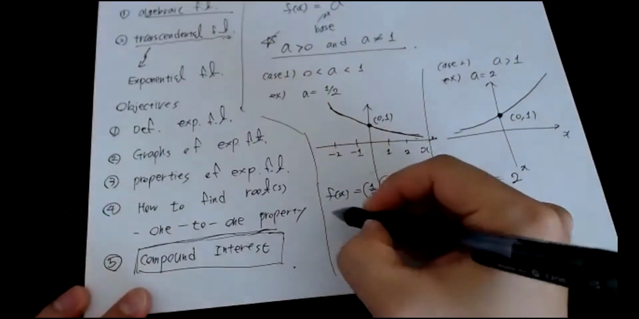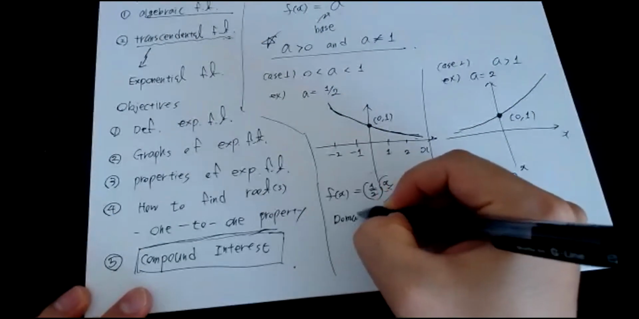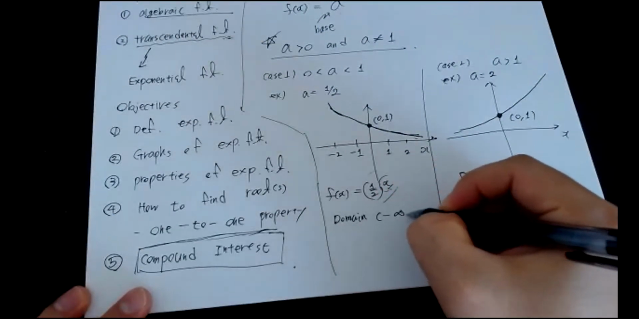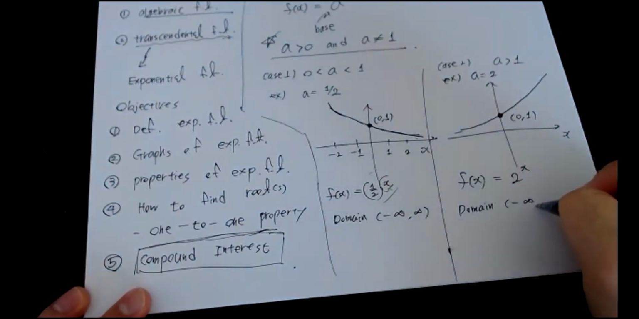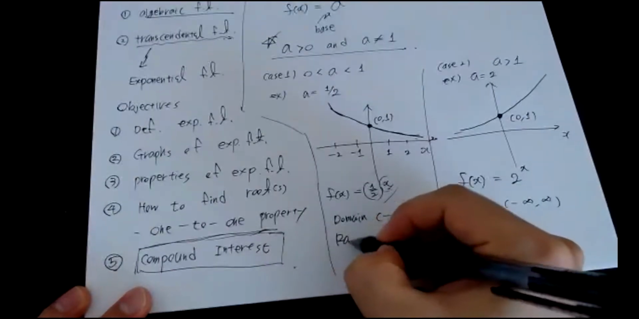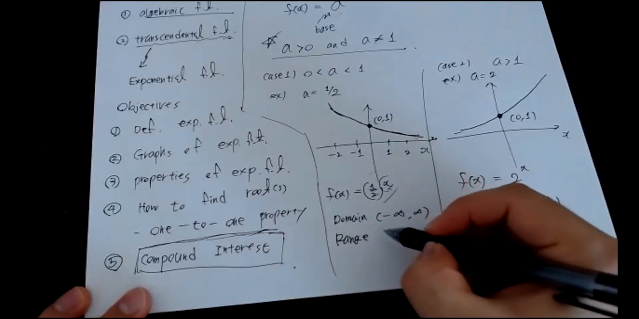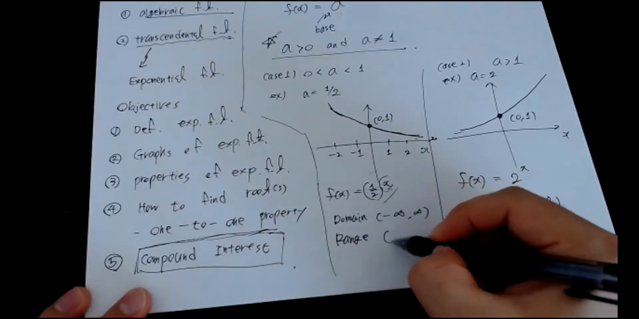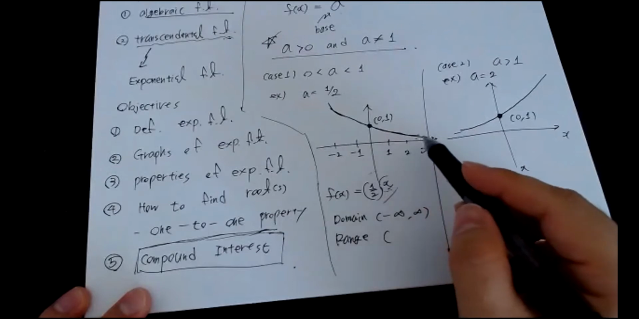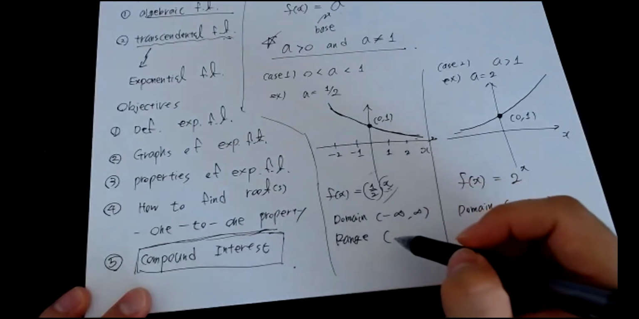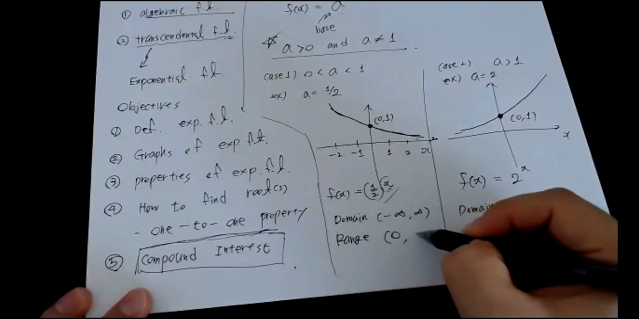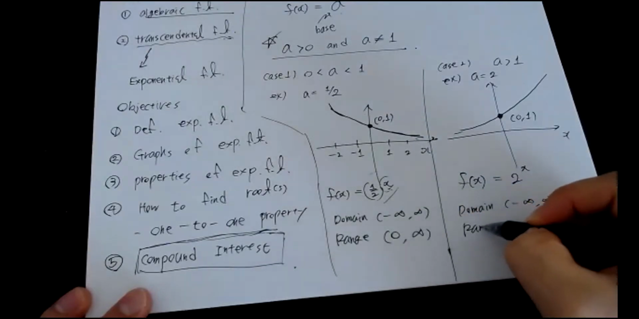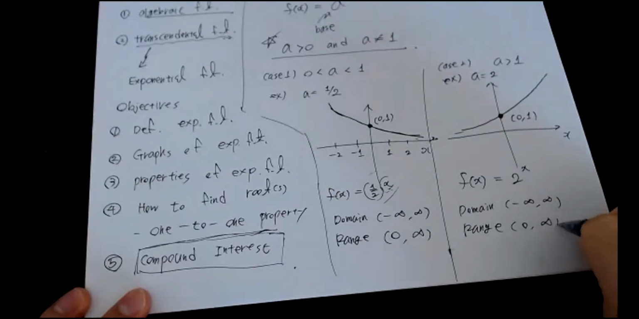Now then, the domain is what? The domain is going to be negative infinity to infinity for both cases. And the range is 0 to infinity. So is 0 included? No, I told you, because the graph never touches the x-axis, it means that 0 cannot be included in the range. So it is an open interval, the range is 0 to infinity.